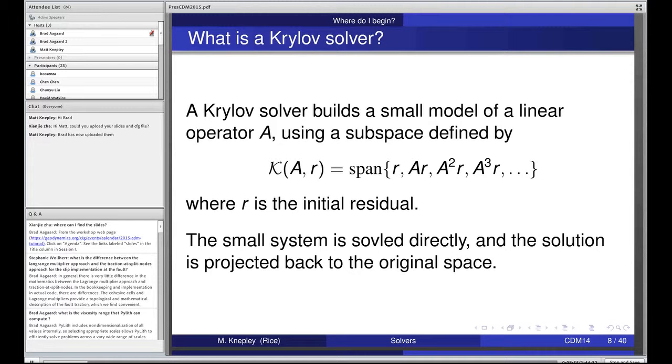So, are there any questions about what a Krylov method is? Okay.